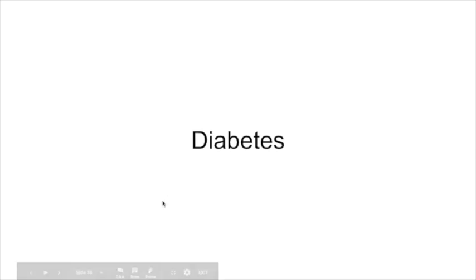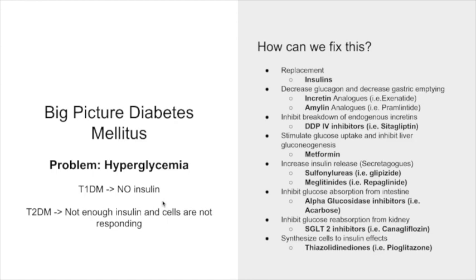All right, continuing our discussion with diabetes. So, as always, I like to start with a big picture of what we are doing exactly. And I really like this slide because it brings down all of the medications in diabetes into one slide. So as we know, the problem with diabetes is hyperglycemia. In type 1, there's no insulin. In type 2, there's not enough insulin, or if there is, the cells are not responding to it.